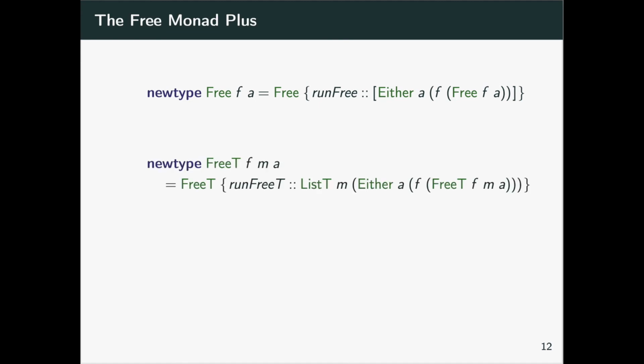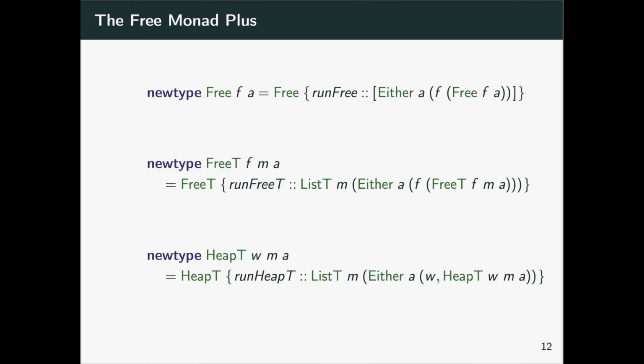From there, we can turn it into a transformer by swapping out the lists with the list transformer. And from here, we can turn it into the heap monad, which is the monad that we're going to use for weighted search, by swapping out the functor for the writer monad. That W there is going to be constrained to be a monoid in all of the algorithms that we're going to use it for.